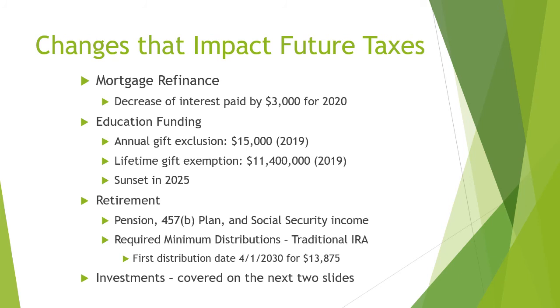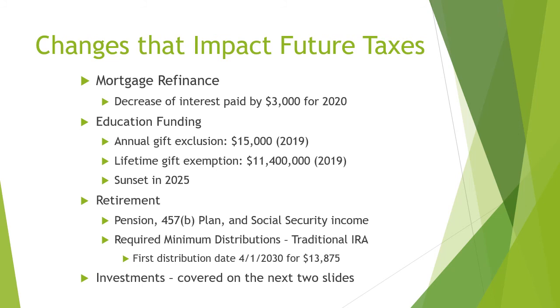In 2030, David's Social Security payments will begin and will increase your income again to the 24% tax bracket. Another important date to consider is April 1st, 2030, which is the date by which you must have taken your first required minimum distribution, or RMD for short. We have estimated this to be roughly $13,875 of income for that year.